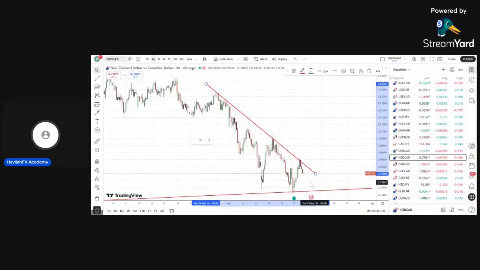Now, price seems to be retracing at the moment. Don't forget our overall outlook is bullish, but we're seeing a retracement. But then I believe on the big picture, we should still be expecting a bullish movement.